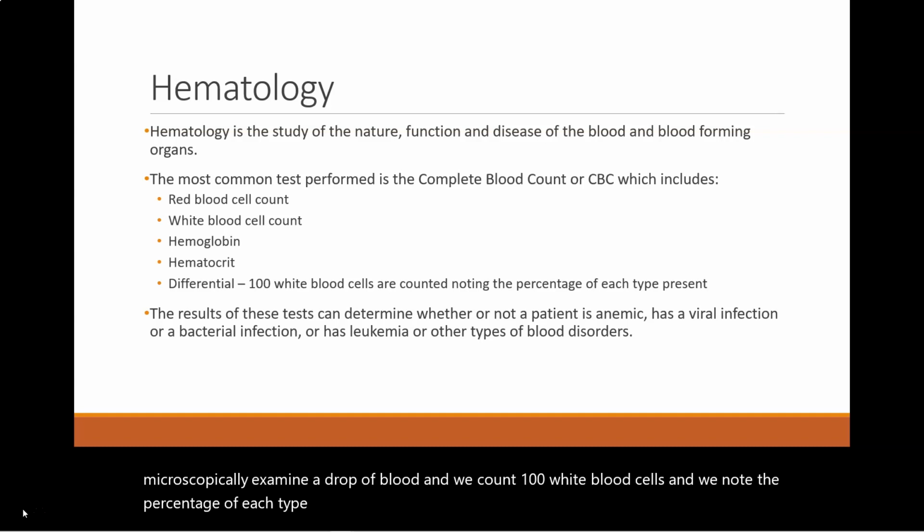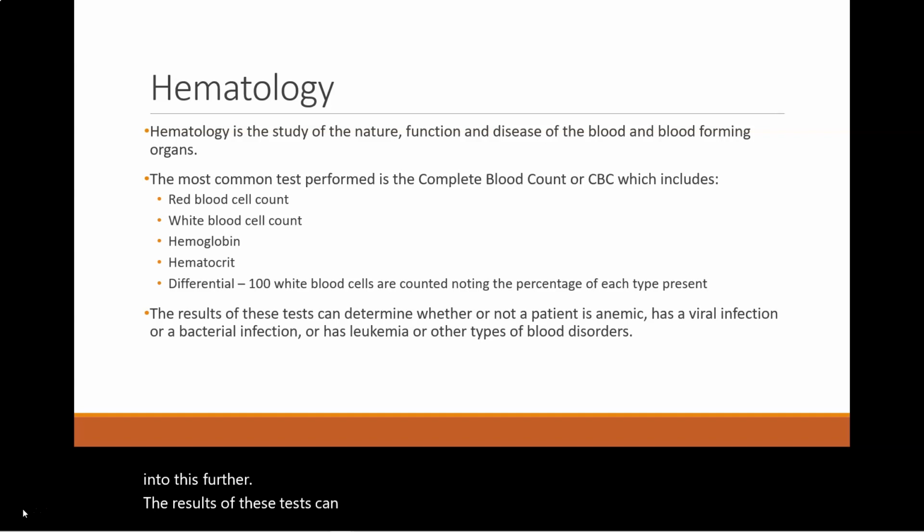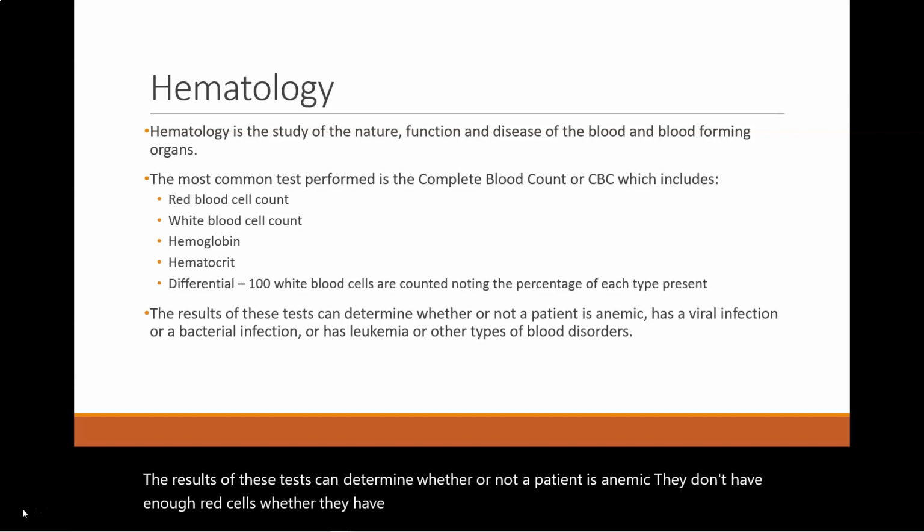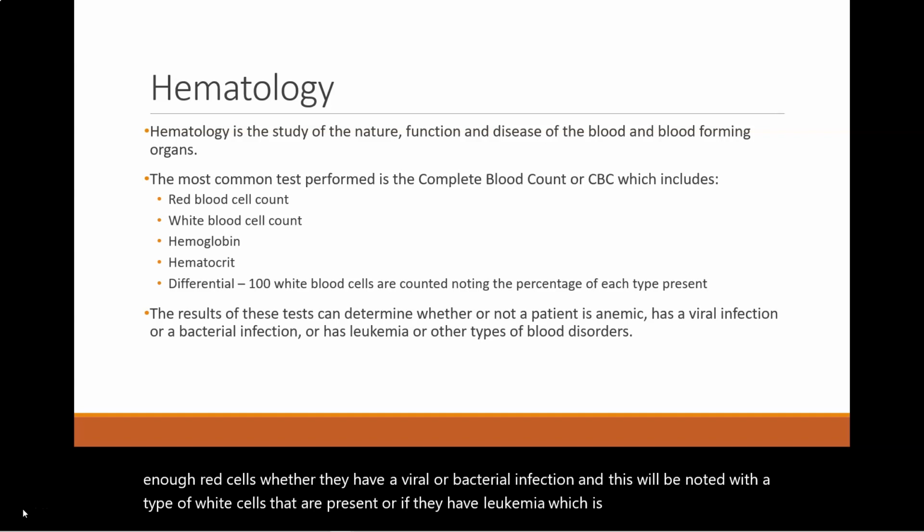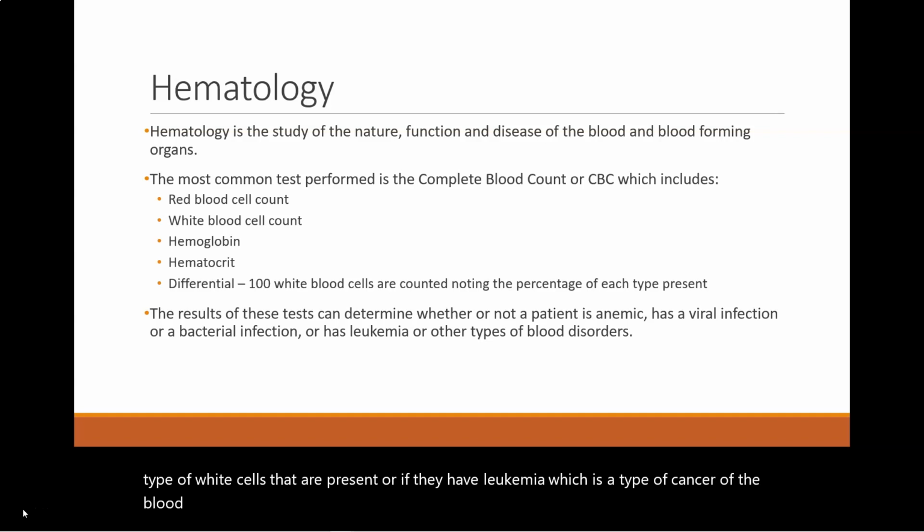And when we get to the section on hematology, I will go into this further. The results of these tests can determine whether or not a patient is anemic, they don't have enough red cells, whether they have a viral or bacterial infection, and this will be noted with the type of white cells that are present, or if they have leukemia, which is a type of cancer of the blood, or many other types of blood disorders.